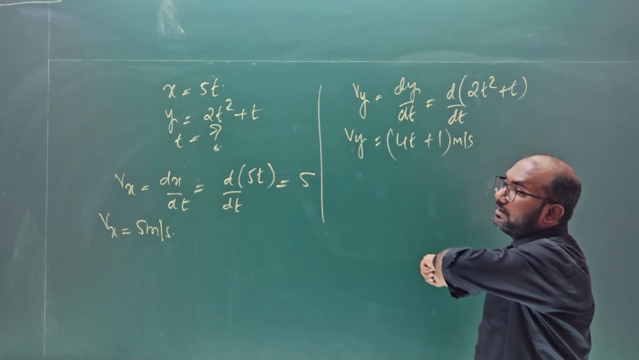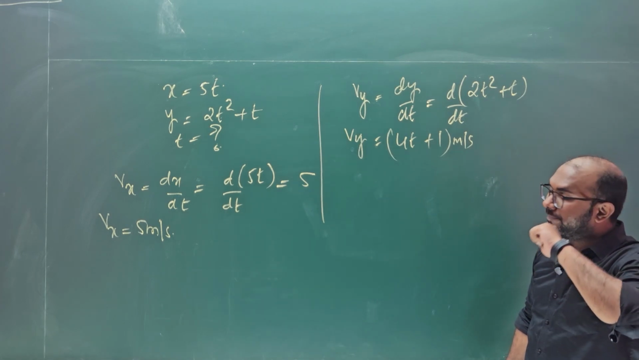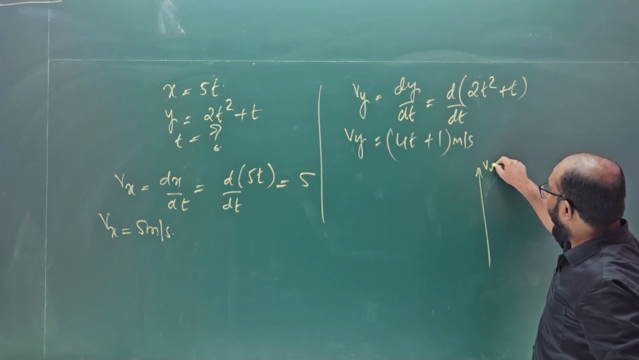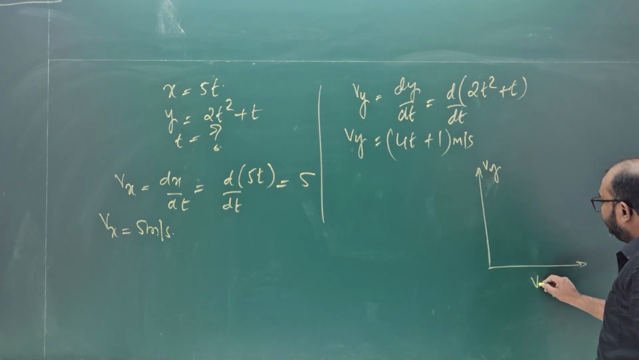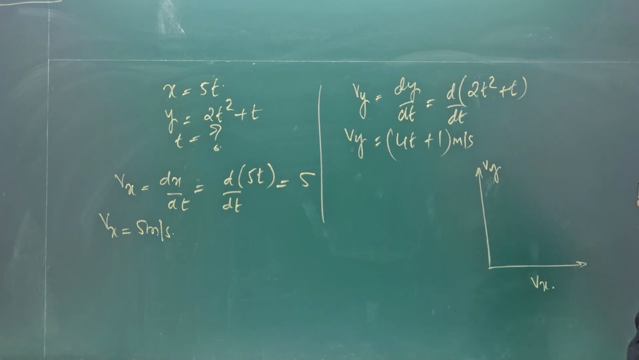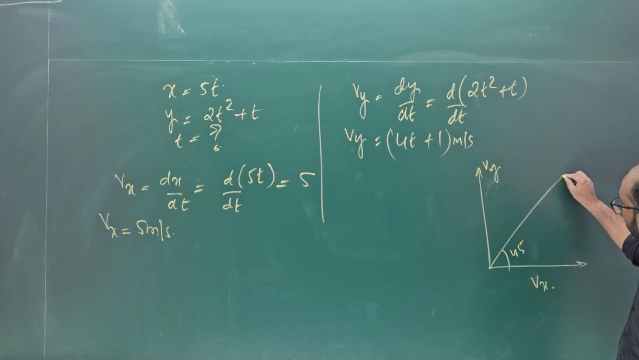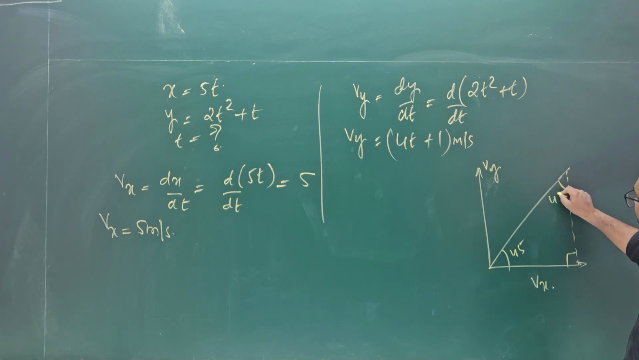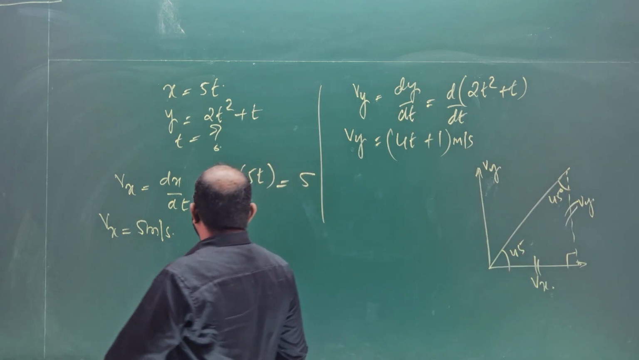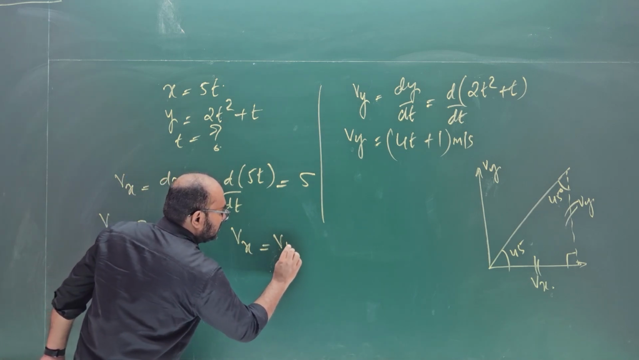Given that it is making an angle of 45 degrees, for example, this is your Vy and this is your Vx. If I make an angle of 45 degrees here, then this becomes 90, and obviously this becomes 45 degrees. If these two are 45, that means opposite sides are equal. So Vx and Vy become equal. So Vx is equal to Vy.